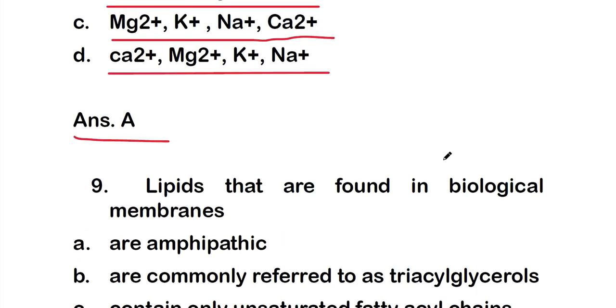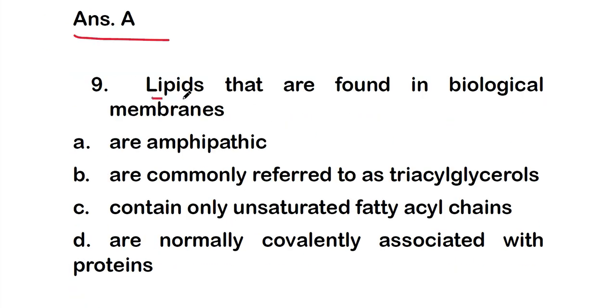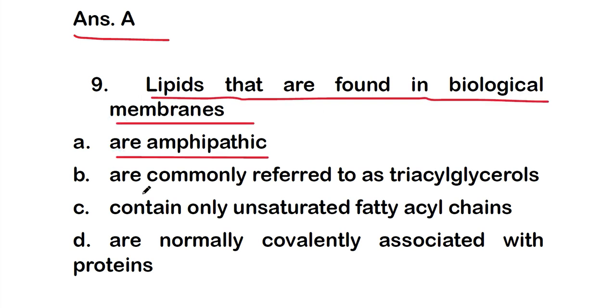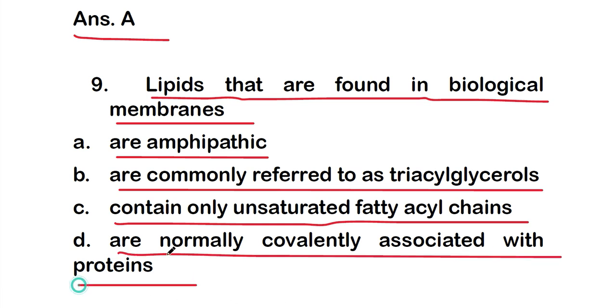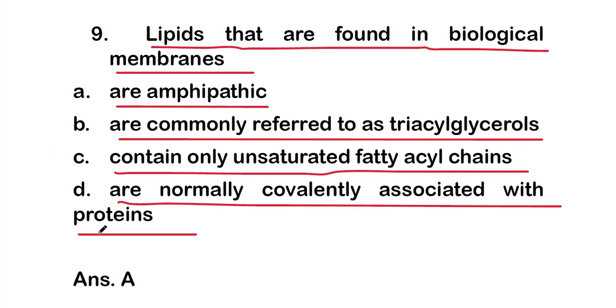Okay, so let's move on to question number 9, that is, lipids that are found in biological membranes are: option A, are amphipathic; option B, are commonly referred to as triacylglycerols; option C, contain only unsaturated fatty acyl chains; or option D, are normally covalently associated with proteins. And the right one is option A, that is, are amphipathic. So lipids that are found in biological membranes are amphipathic.